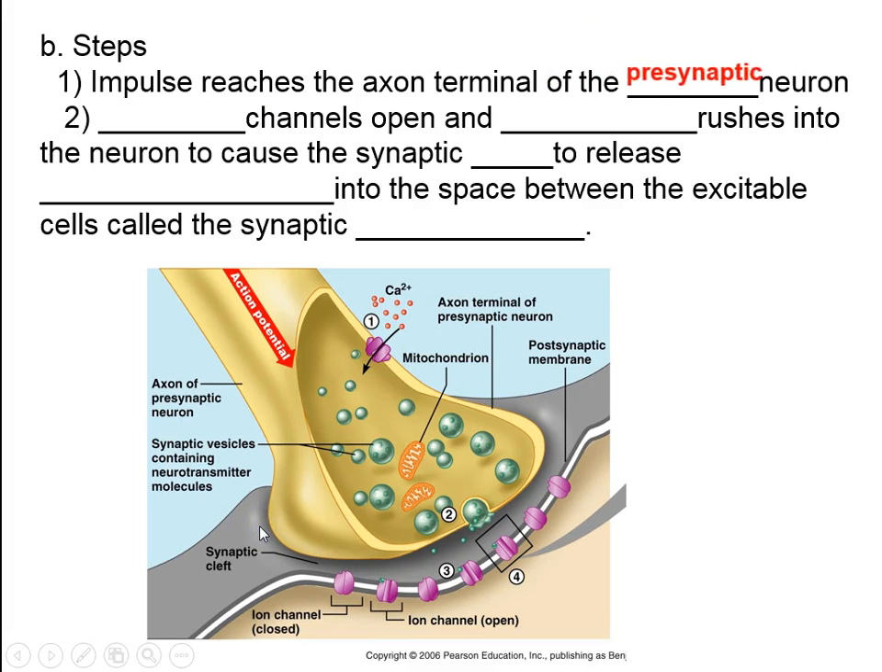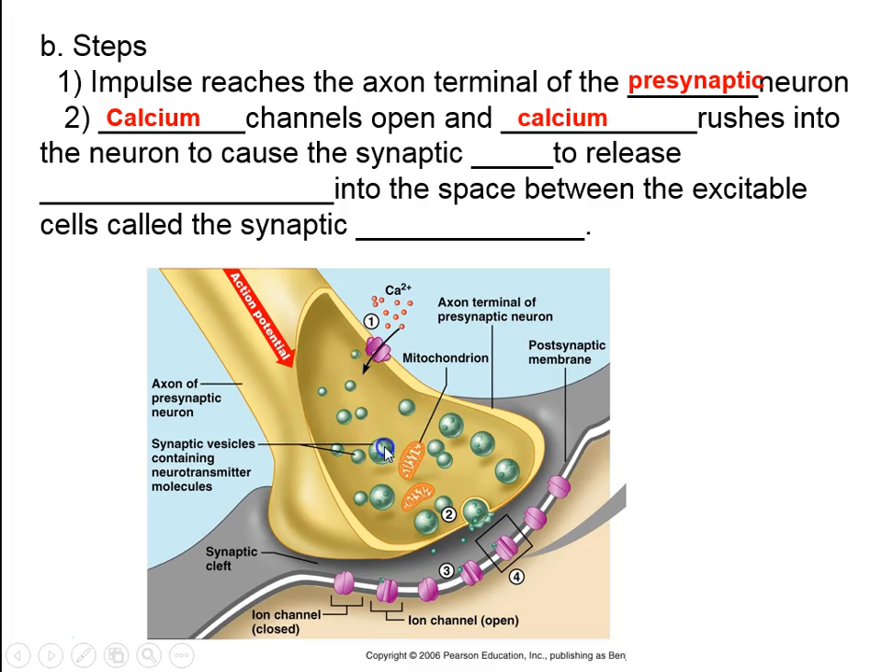So let's put those steps into the notes. The impulse reaches the axon terminal of the presynaptic neuron. So the impulse, the action potential, gets down here. What kind of channels open? Calcium channels open, and calcium rushes into the axon terminal. When it rushes in, it causes synaptic what?